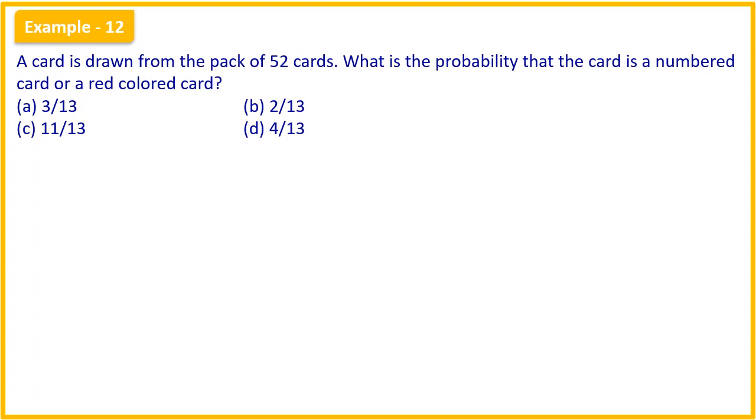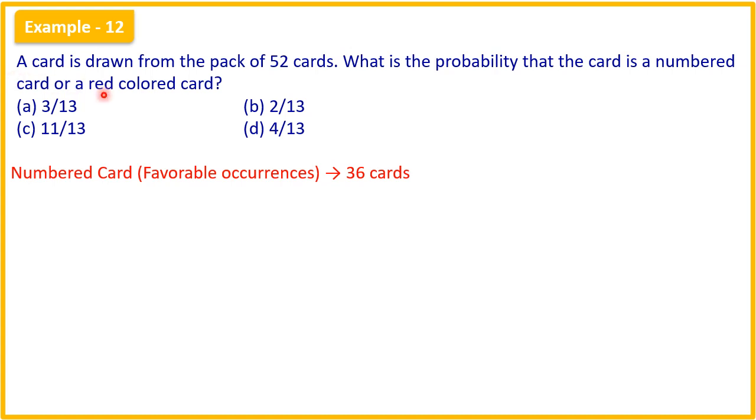Example 12. A card is drawn at random from a pack of 52 cards. What is the probability that the card is a numbered card or a red card? So there are 9 numbered cards in one suit and there are 4 suits in a pack. So the numbered cards are total 36, which are favorable occurrences.